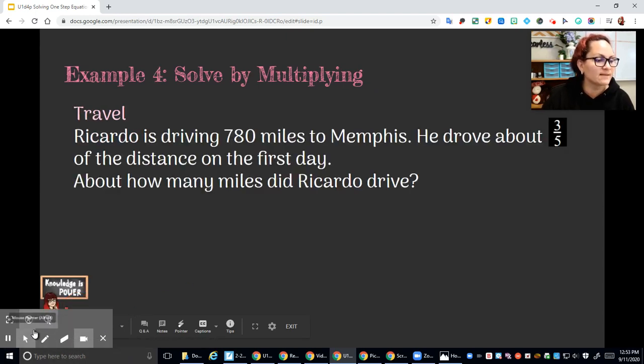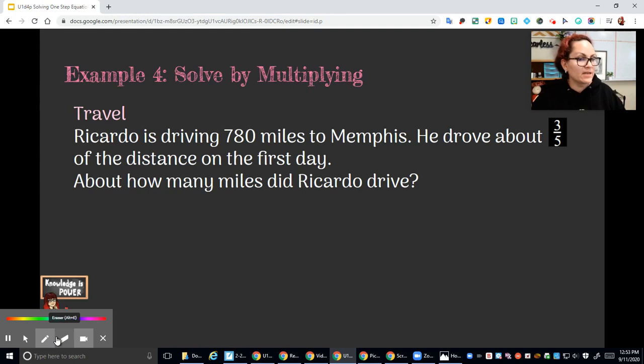I believe this is the last problem, so yay. Okay. Travel. Ricardo is driving 780 miles to Memphis. He drove about 3/5 of the distance on the first day. About how many miles did Ricardo drive?